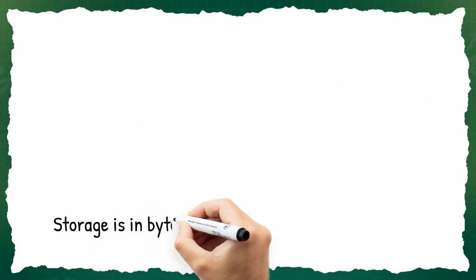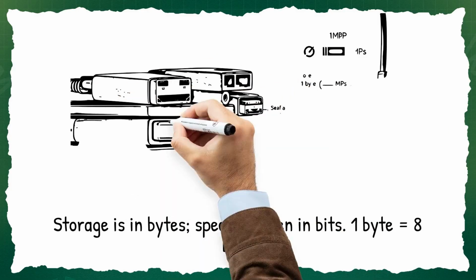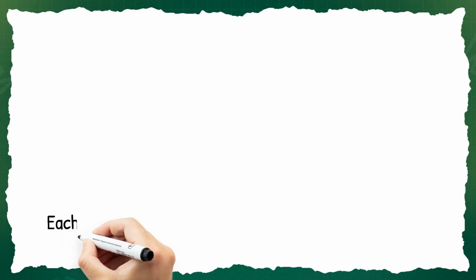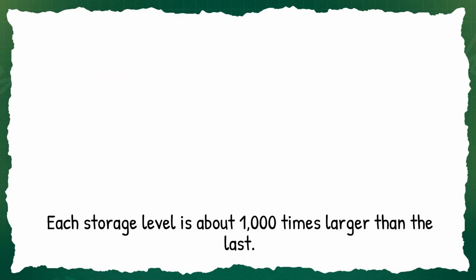Bits versus bytes. Another key distinction is between bits and bytes. Storage is usually measured in bytes, KB, MB, GB, while internet speed is often measured in bits, kilobits per second, megabits per second, Gbps. Since 1 byte equals 8 bits, download speeds can sometimes appear slower than expected when converting between the two.